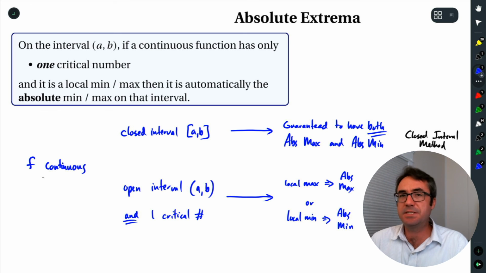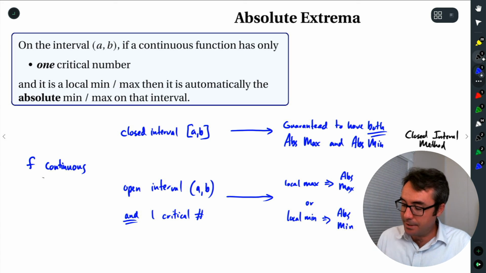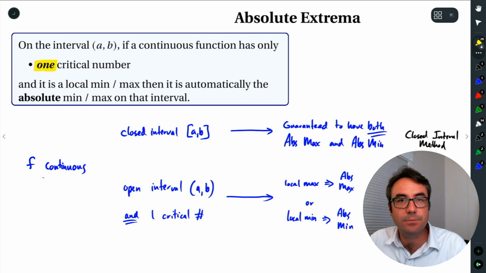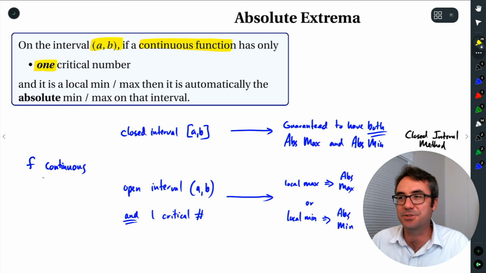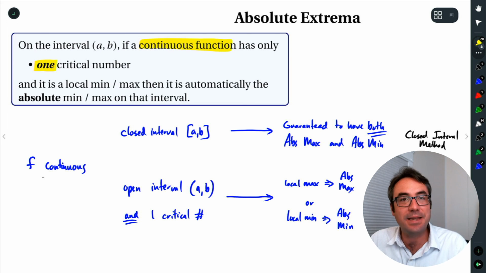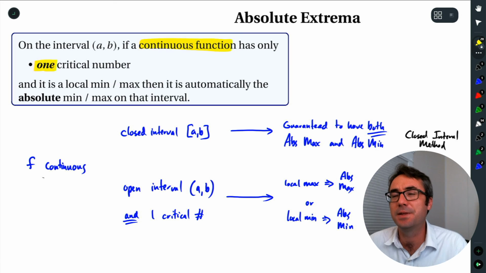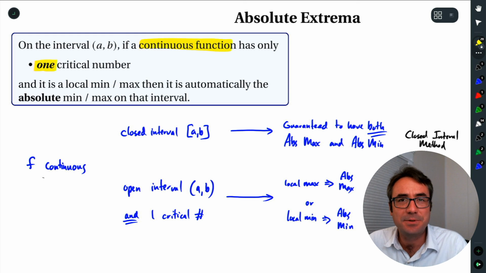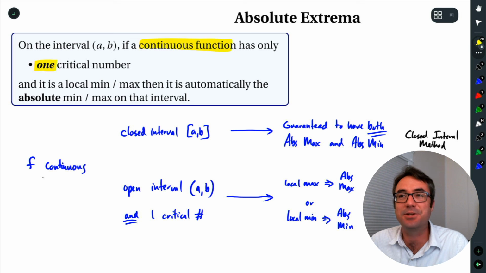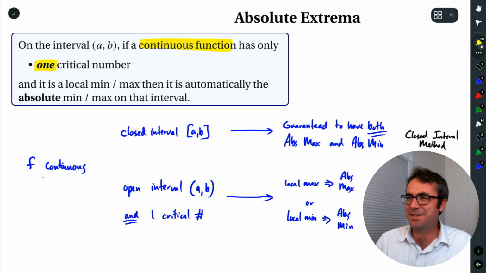All right, so let's see this in action. We're going to try an example. But the key thing here is this word one. We're finding one critical number on an interval. Well, I guess there's a couple key things. One critical number, continuous function, and really it can be any interval there. So it still would work if it's a closed interval, but we have other methods for dealing with a closed interval. So continuous function, one critical number, our local max is going to be an absolute max. Our local min is going to be an absolute min. All right, so let's get to an example.